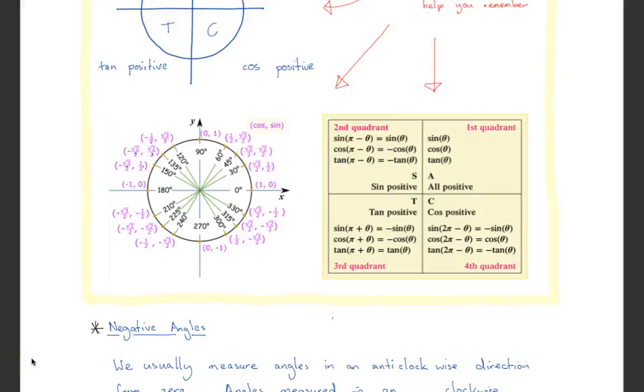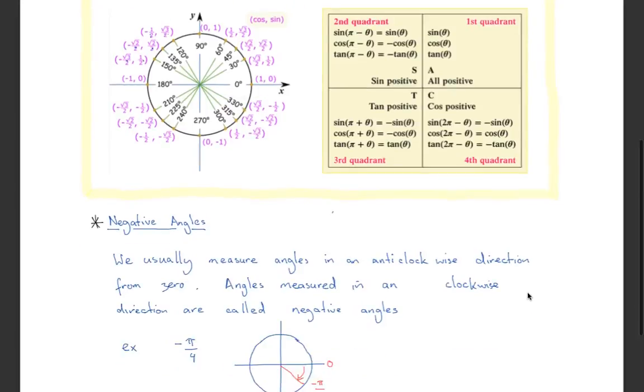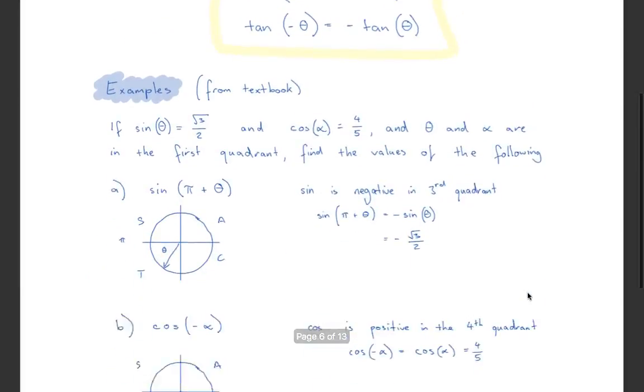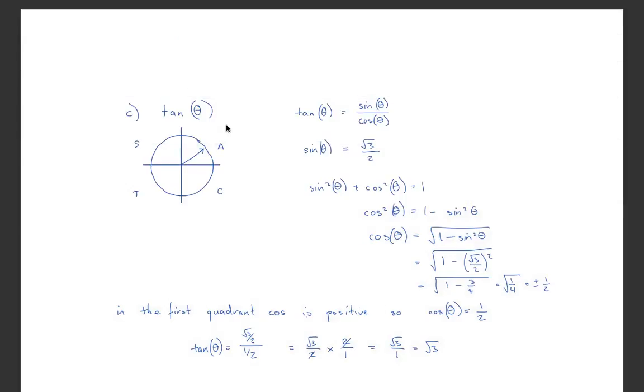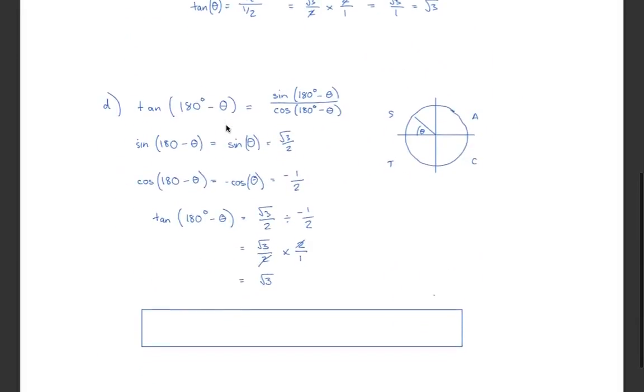Okay, so what we were doing before I cut off in the last screencast, we were using these rules here, along with our trigonometric identities, sine squared plus cos squared equals 1 and tan theta equals sine theta over cos theta. So we're using those to answer this question here. So if sine of theta equals square root of 3 on 2 and cos of alpha equals 4 on 1, then we had to find the values of some following things. So we did this one, this one, this one, and I think I cut off in the middle of this question here.